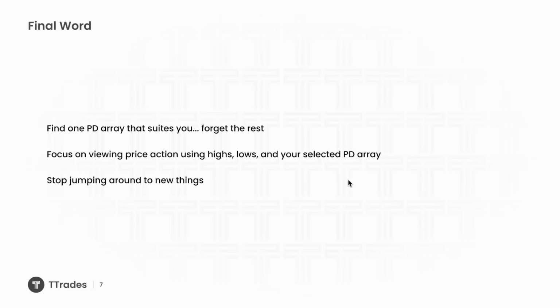So the next thing I would say is use the one PD array you selected and then use that in combination with highs and lows. So for instance, if I'm going to use a fair value gap, I'll also look at highs and lows. If I'm going to use an order block, I'll also use highs and lows. You really have to use highs and lows or liquidity in combination with the selected PD array.